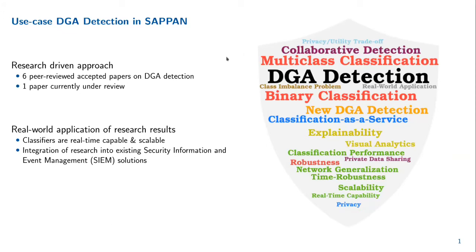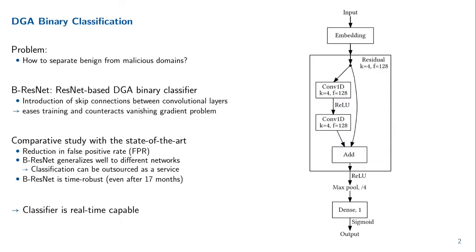Here on the right side, you can see a word cloud, and it contains various aspects we have been researching. And in the next few minutes, I will try to cover the big or the interesting aspects in 1 or 2 slides each. So in SAPPAN, we started with DGA binary classification. That is to say, here we try to separate benign from malicious domains. And for this purpose, we proposed a residual neural network-based DGA classifier.